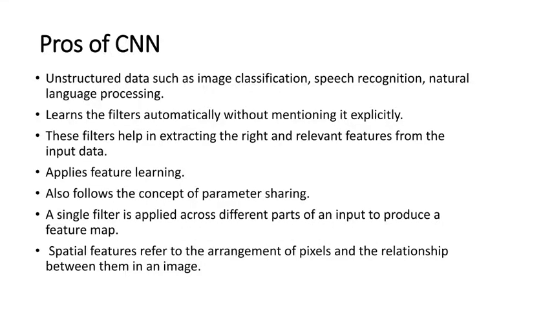What are basically the pros of CNN? You can take unstructured data such as image classification, speech recognition, natural language processing, and just take it and analyze all this data as well. You can apply feature learning because all the filters will learn automatically without mentioning it explicitly, and the spatial feature refers to the arrangement of pixels and the relationship between them in an image.